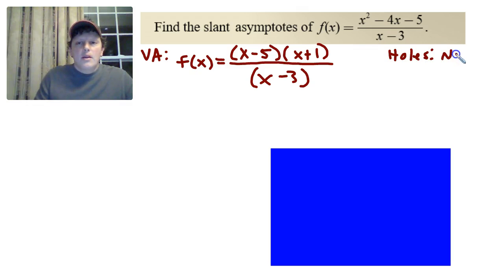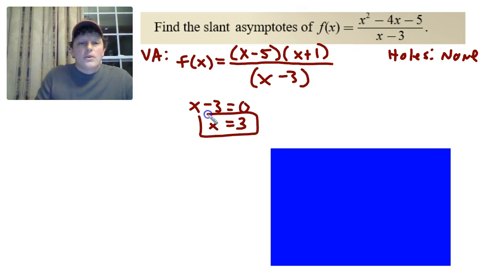Holes? Do we have them? No. There's not going to be any holes because nothing cancels out. But we do have an x minus 3 in the denominator, and that's where we get our vertical asymptote. Once we've factored and made sure that there are no holes, we set the denominator equal to 0 to find the vertical asymptote. And this vertical asymptote happens to be at x equals 3.